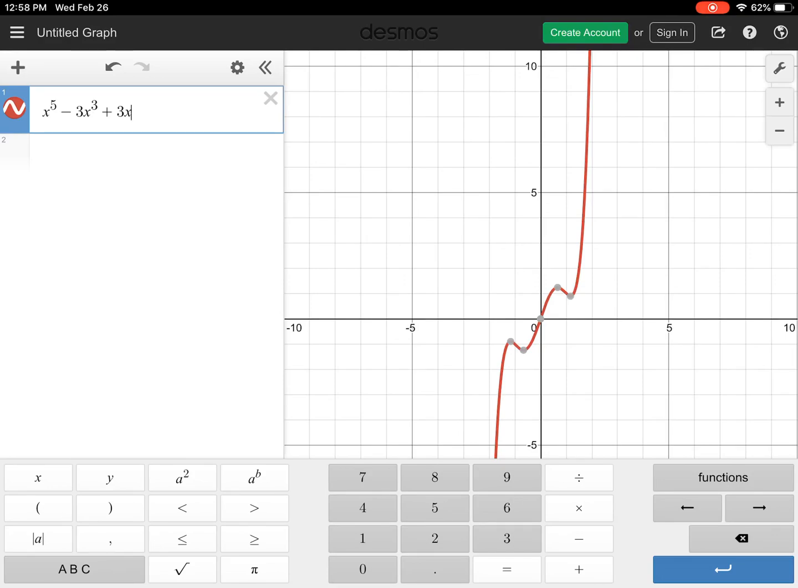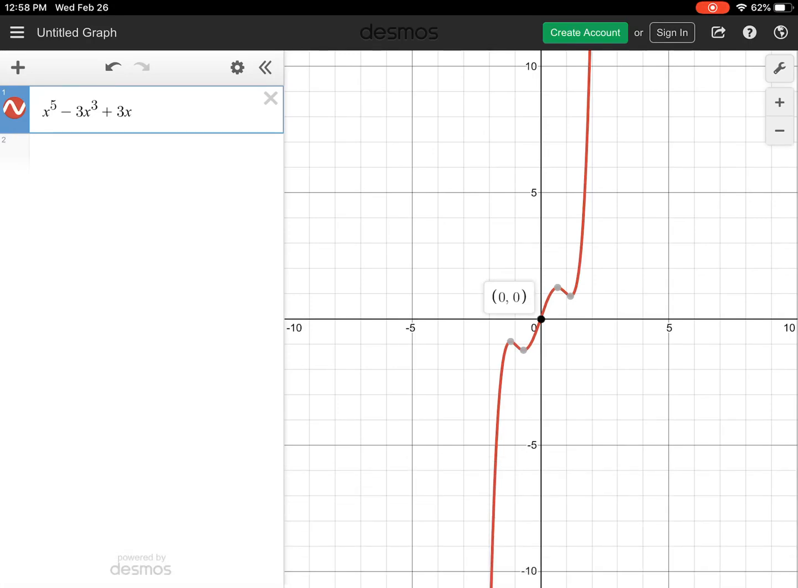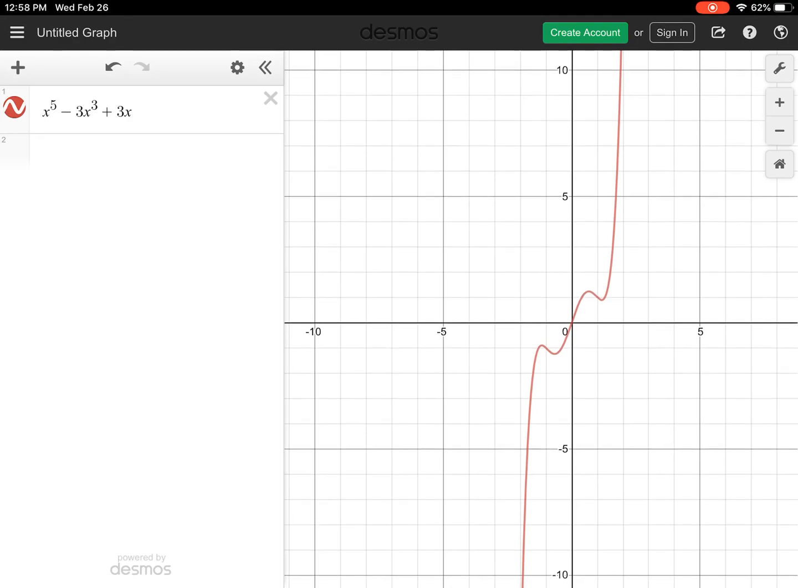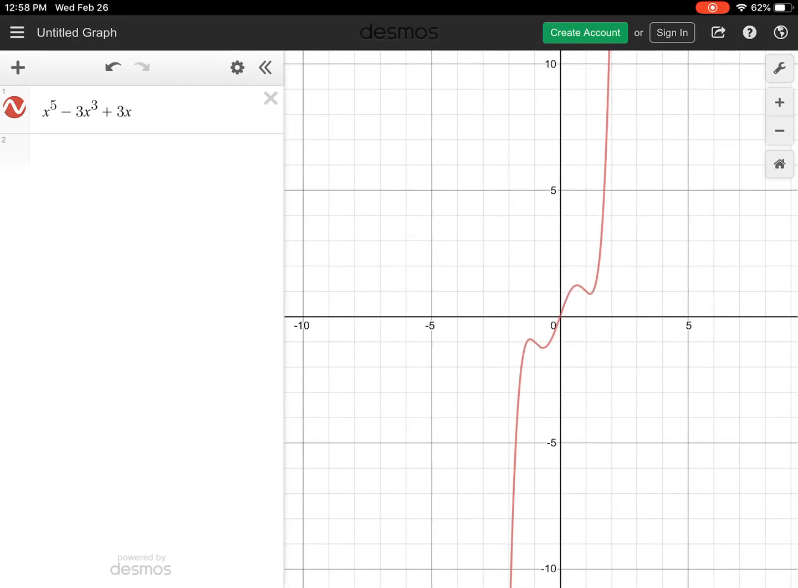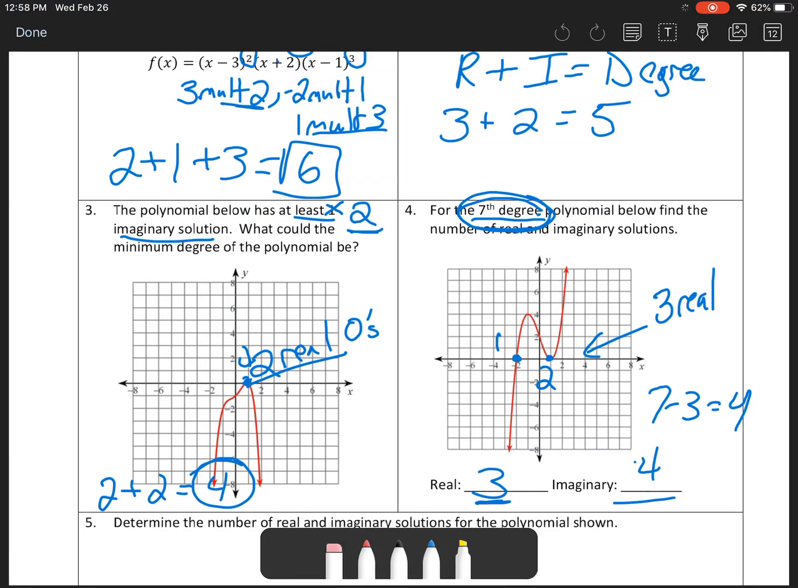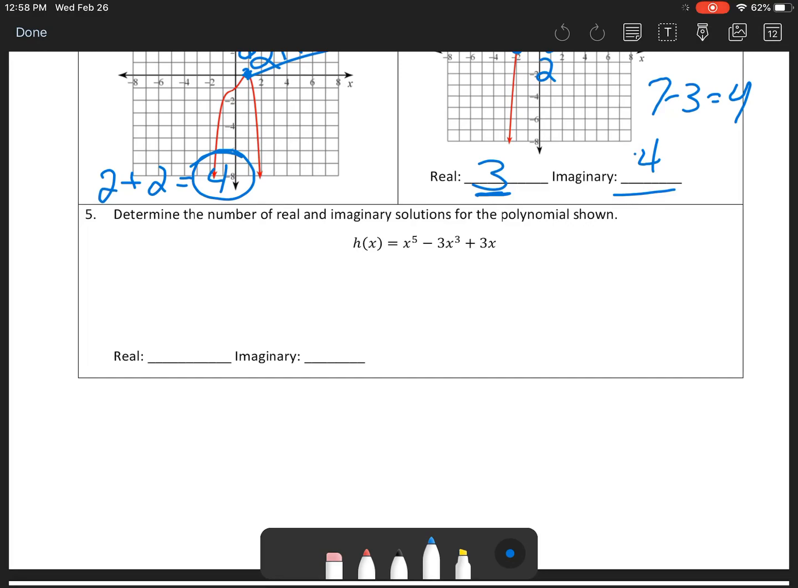So it's asking for real and imaginary solutions. And if I look at this one here, what you see is this only crosses once, and it crosses at 0, 0. So this solution right here tells me that I only have one real solution because it only crosses once. So I'm going to go back to here. Okay. And down here, for this, I have one real because it crosses the x-axis once, one time through.